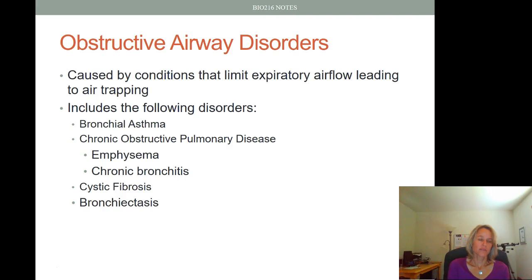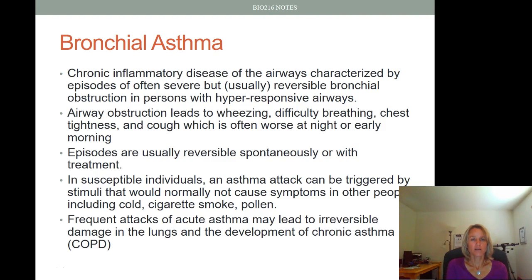It includes asthma, COPD, which is comprised of emphysema and chronic bronchitis and perhaps chronic asthma, cystic fibrosis, not to be confused with pulmonary fibrosis. Cystic fibrosis is an obstructive airways disorder, while pulmonary fibrosis, which involves scarring in the alveoli, is a restrictive disorder. And then bronchiectasis, which is kind of a secondary disorder associated with any of the above. Let's start talking about asthma.